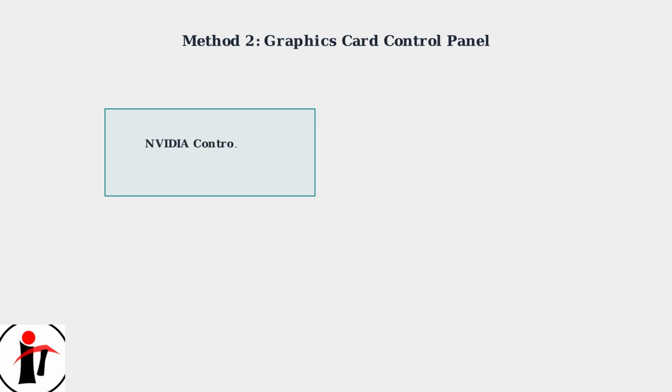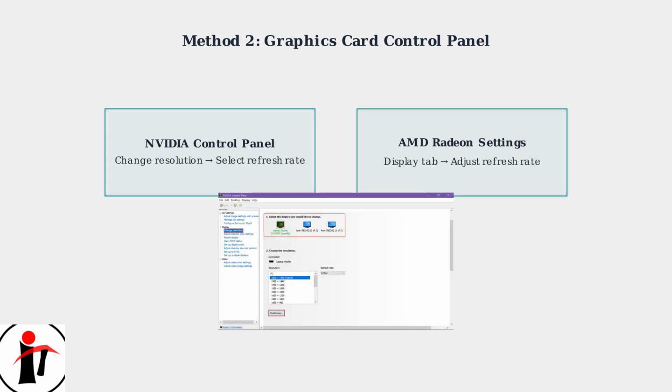The second method uses your graphics card control panel. For NVIDIA users, right-click the desktop, open NVIDIA Control Panel, navigate to Change Resolution, and select your desired refresh rate. AMD users follow similar steps through AMD Radeon settings.